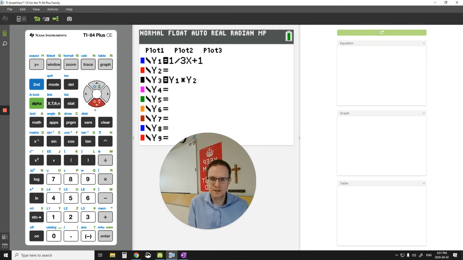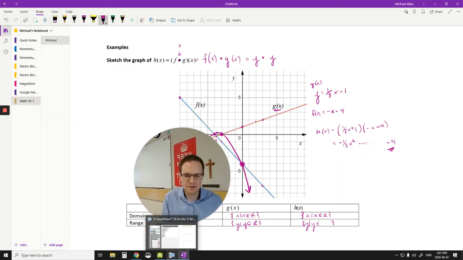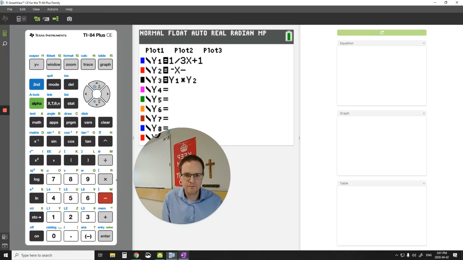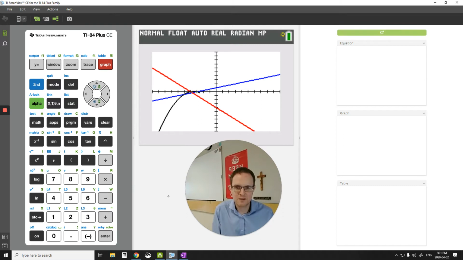That one. And then I had a negative x minus, what did I say it was, minus 4. Minus 4. Okay, so I'm going to graph all those. So these are the lines that we have. They look very similar. Here's my graph that looked like what we drew.